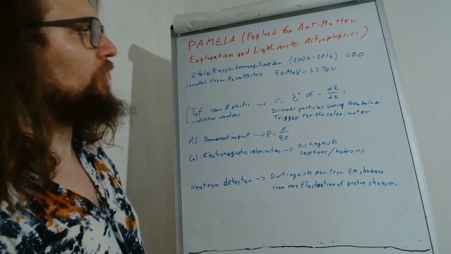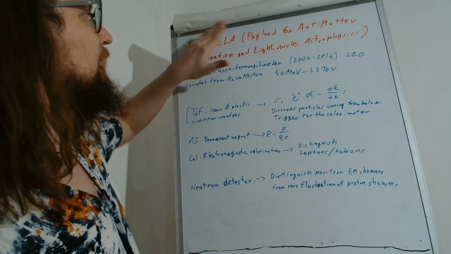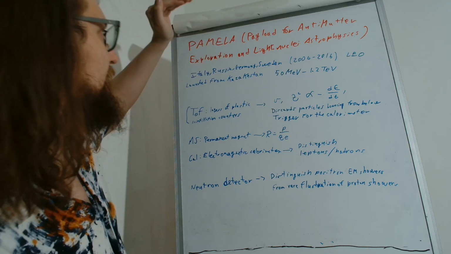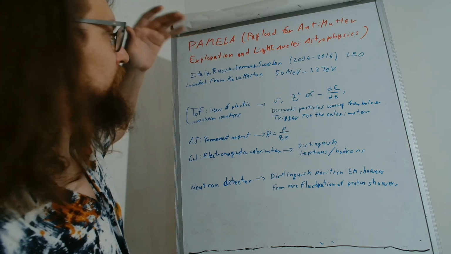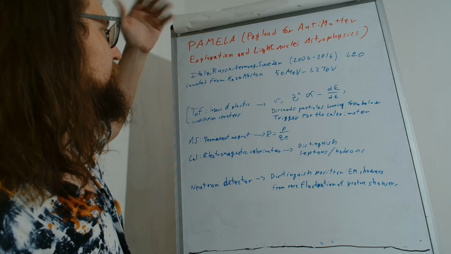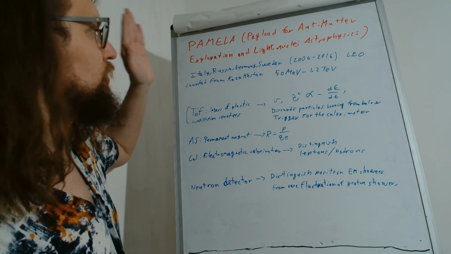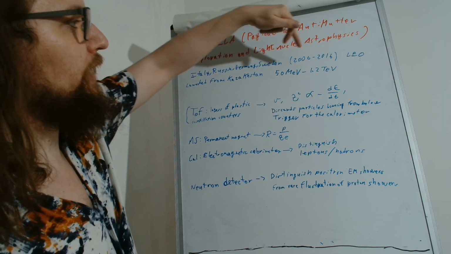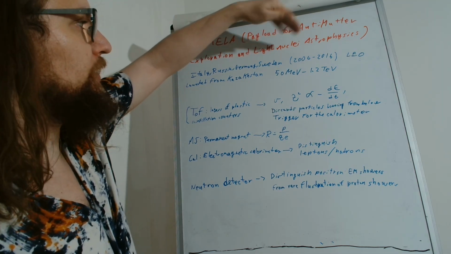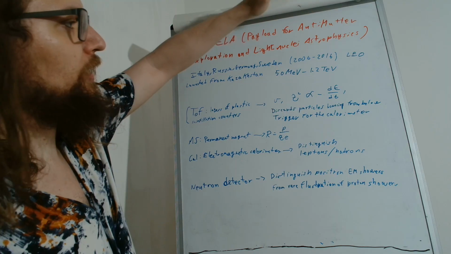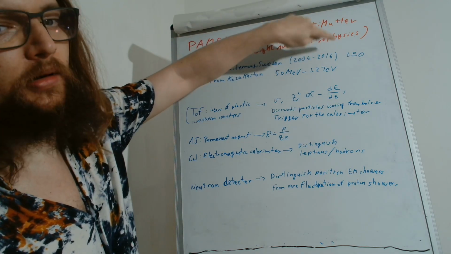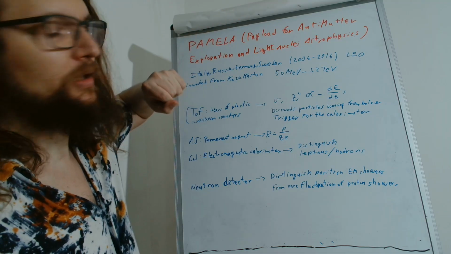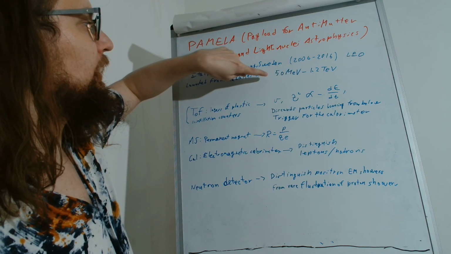This time, an example of a satellite detector: PAMELA, a Payload for Antimatter Exploration and Light nuclei Astrophysics. It was an international collaboration with Italy, Russia, Germany and Sweden. It was launched from Kazakhstan, and it operated from 2006 to 2016. It was a LEO, which means low Earth orbit, satellite. It was orbiting in the thermosphere.